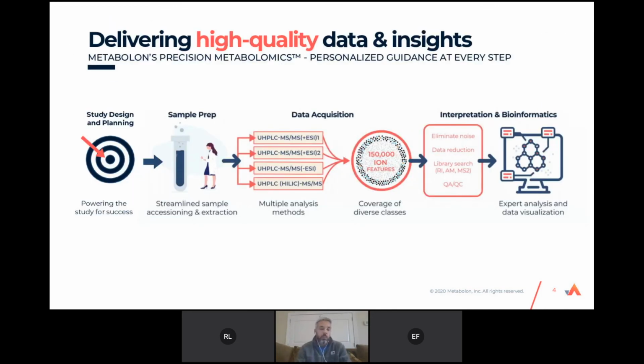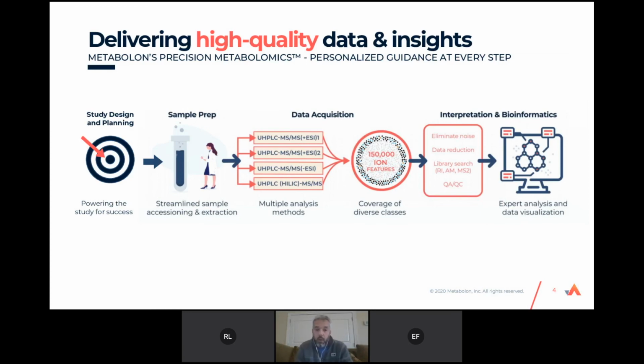So I don't want to spend too much time on this, but just a quick overview of how Metabolon does what we do. And this is a similar approach to the untargeted approach that Elliot mentioned. So at Metabolon, to deliver the highest quality results and fully annotated biochemicals, we are involved with our clients from the inception of an idea of a study, right? We like to provide personalized guidance at every step of the collaboration, from study design and planning to powering that success, all the way through interpretation, right?